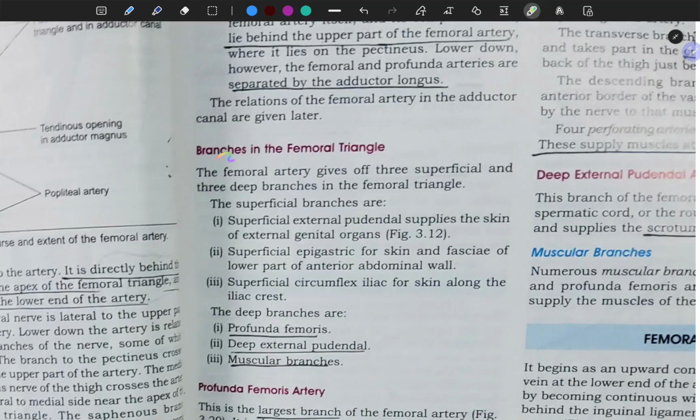This is very important. Branches in the femoral triangle: superficial external pudendal, superficial epigastric, and superficial circumflex iliac artery. Deep branches are profunda femoris, deep external pudendal, and muscular branches. Clinical significance: the superficial circumflex iliac artery flap is used as a groin flap in case of amputated or severe extremity crush injuries.